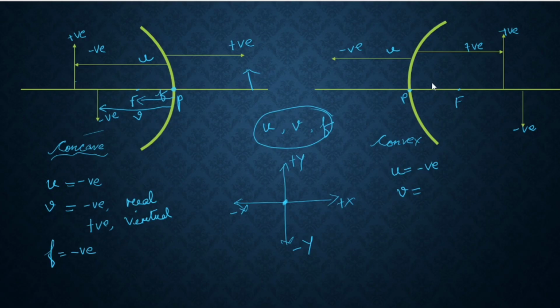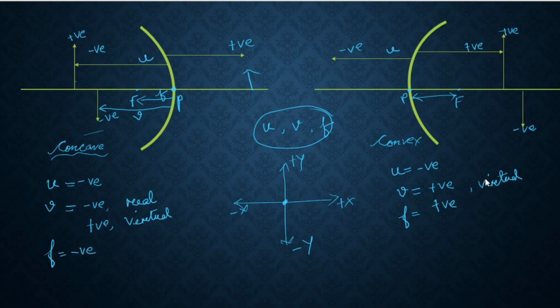Okay, if it is on the back side of the reflecting surface, then it will be positive. और focal length क्या हो गया हमारा? Focal length, this is the focal length. Focal length is on the left side, so it is positive. अभी तो हम लोग ने सिर्फ U, V और F के बारे में बात किया है.